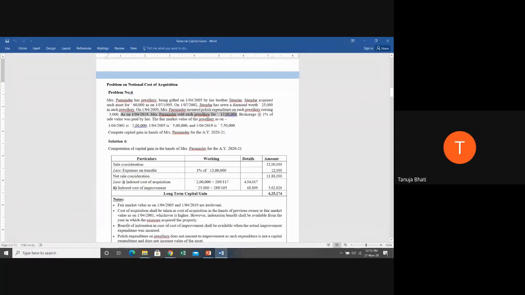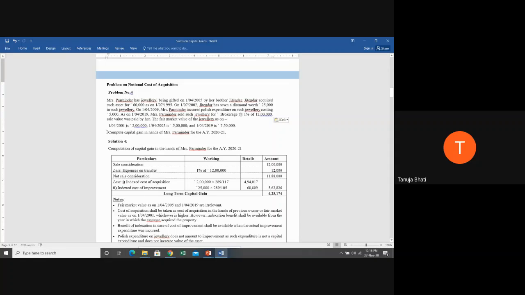Next, as on 1/4/2019, Mrs. Parminder sold such jewelry. Whatever jewelry Parminder got as a gift, she is selling it for 12 lakhs. So what is 12 lakhs, students? Sale consideration. Very good. Brokerage at 1% of sales value was paid by her. What is this brokerage? Expenses on transfer. Very good. The fair market value of the jewelry as on 1/4/2001 is 2 lakh, on 1/4/2005 is 5 lakh, and on 1/4/2019 is 7 lakh 50. Now from all this, what is relevant? Everything is not relevant. We have to decide.